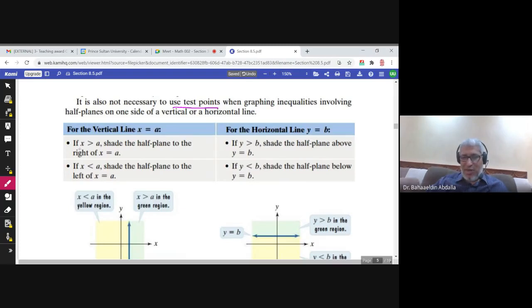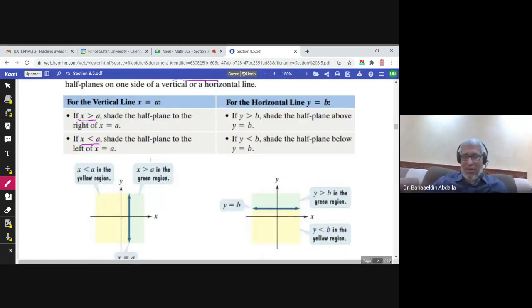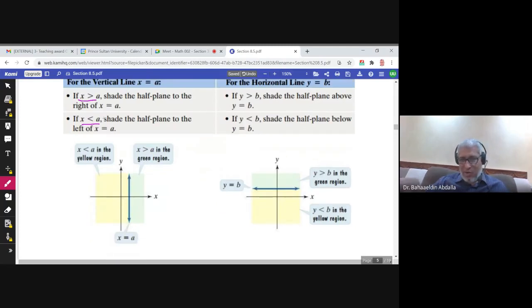Inequalities like this: x greater than a, x less than a. If x is greater than a, the line x equals a is the vertical line. This is the line x equals a. So the graph of the inequality x greater than a would be to the right of this line. So this is the graph of x greater than a. X is less than a would be the yellow region, the graph to the left of the line x equals a. So it is a half plane.